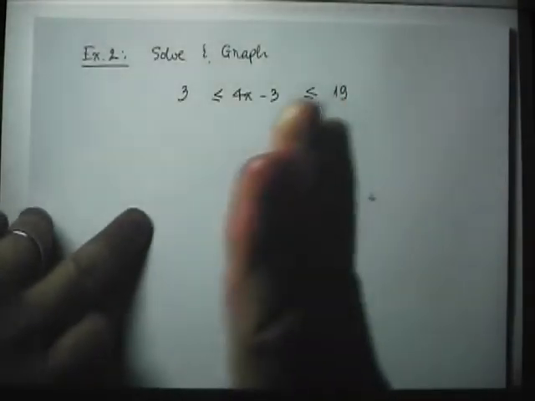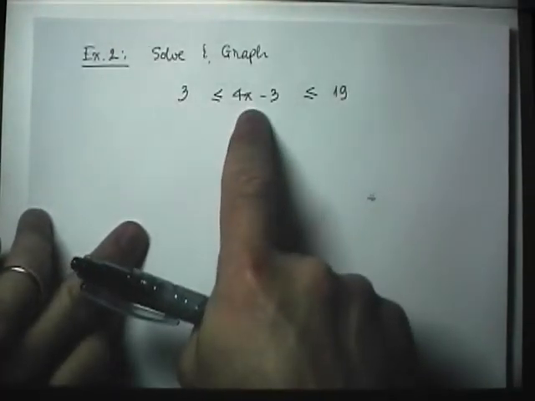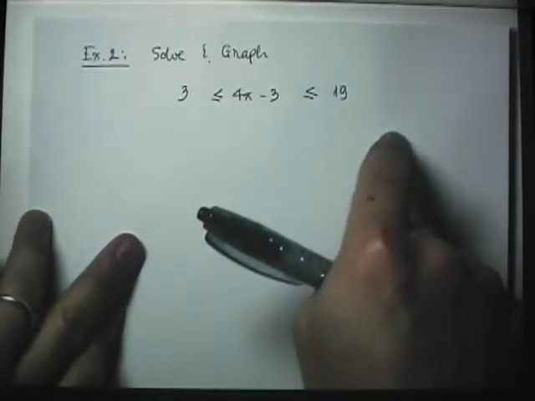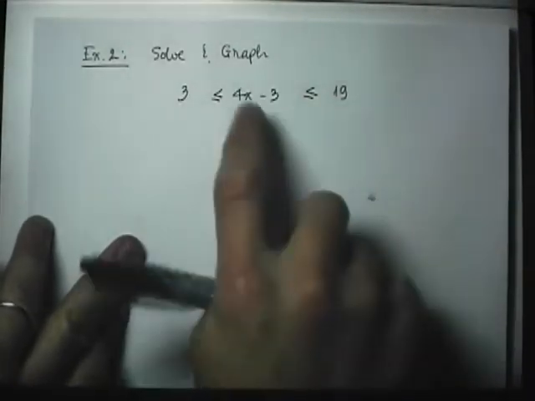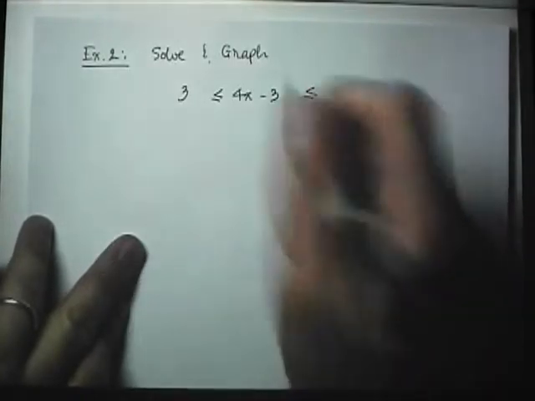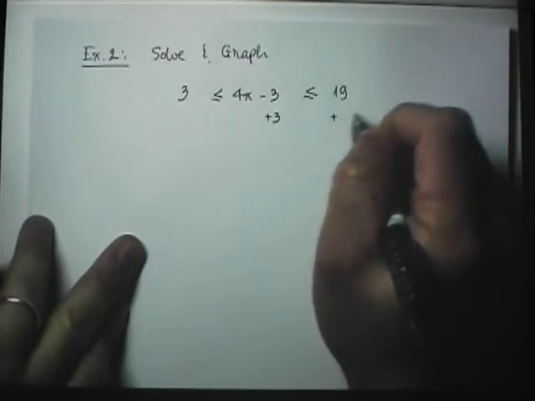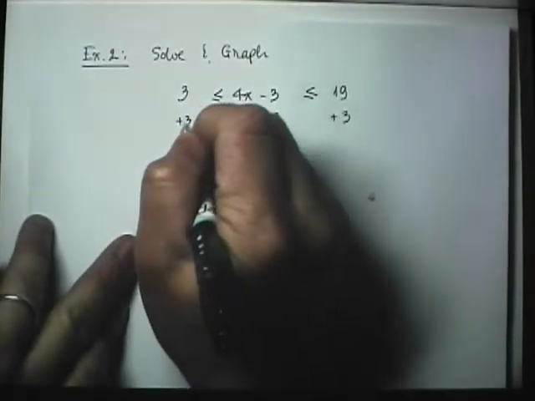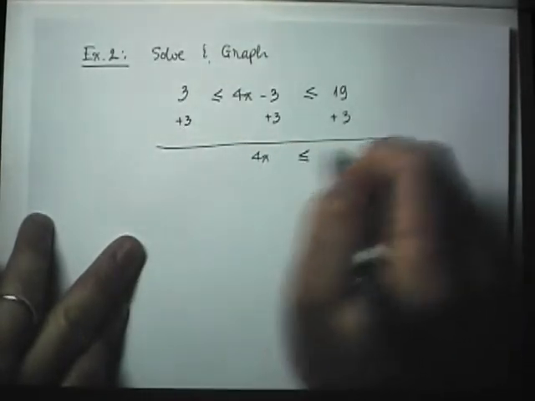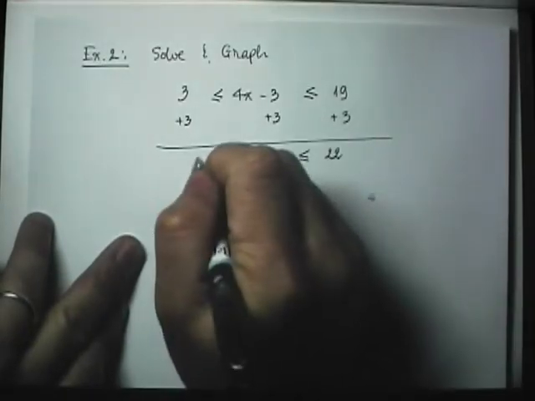Once again, keep in mind that the goal in solving these inequalities is to keep x in the middle and leave just numbers on the two far ends. In this inequality, x is already in the middle, which is a good thing. All I have to do now is add 3, not just to both sides, but to all three sides. That gets me 4x less than or equal to 22 and greater than or equal to 6.